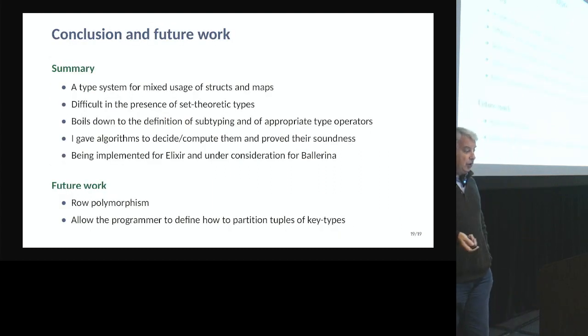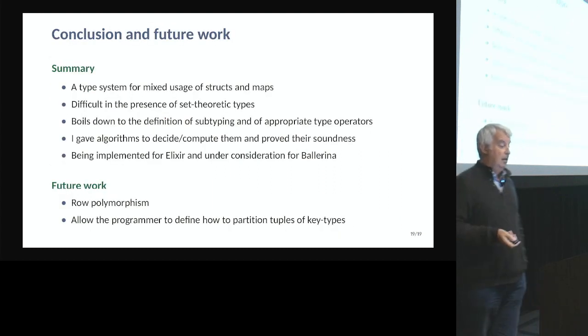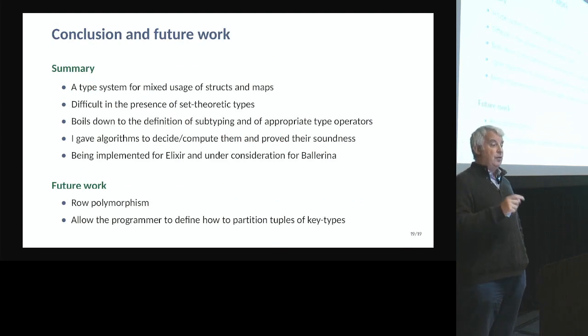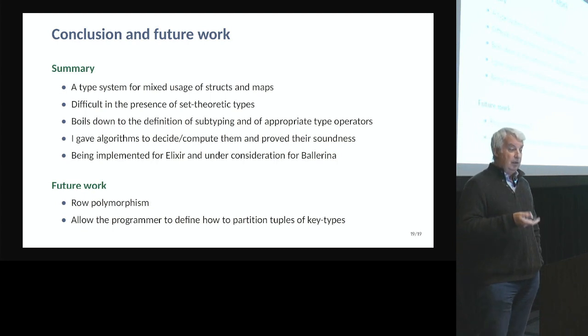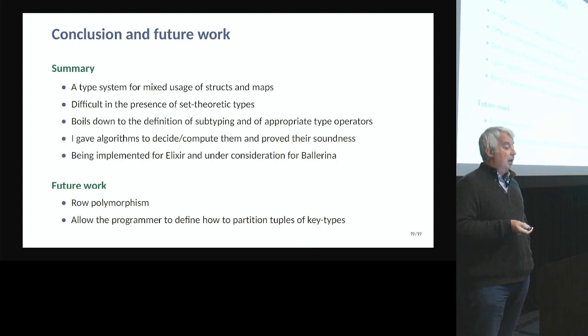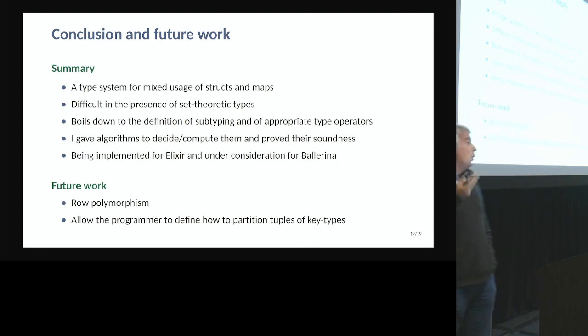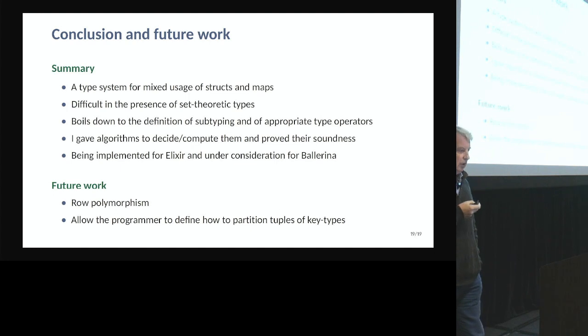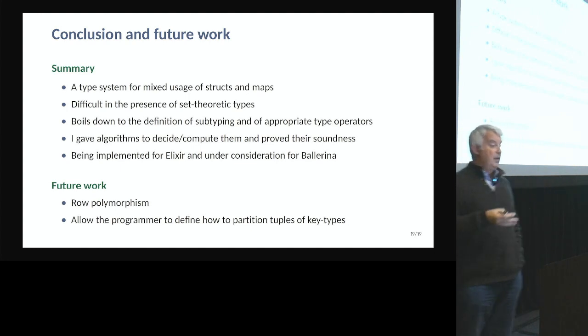So conclusion, what I did, it's a type system for mixed usage of struct maps. It is difficult because of the presence of saturated type, especially because of negation. But actually, it boils down to do two things, and that's what the paper does: define and decide subtyping, and define and compute the type operators. So I gave algorithm to decide, compute them, and prove their soundness.